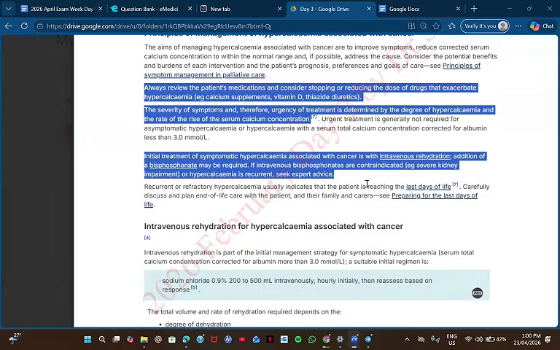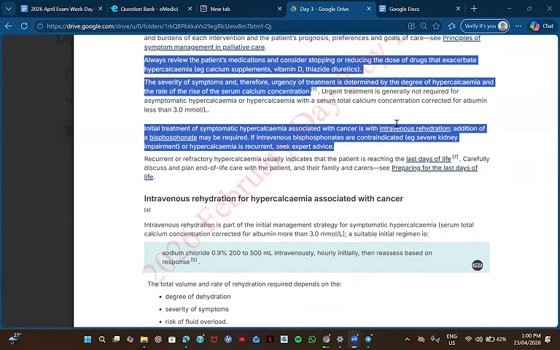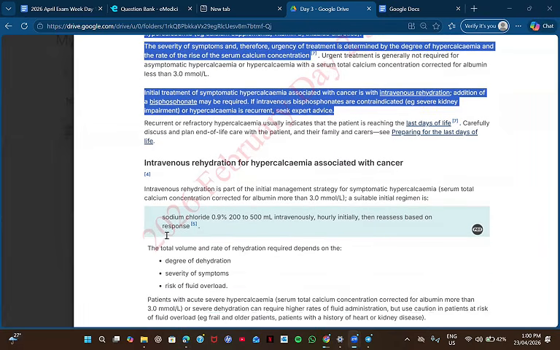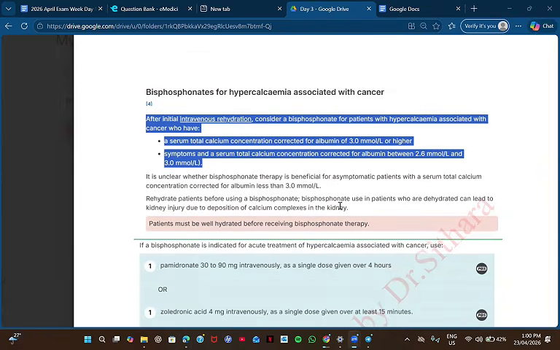How should you treat this? Initial symptomatic hypercalcemia associated with cancer: initially you have to give rehydration, and additionally bisphosphonate may be required. Why? Because these patients are related with malignancy, so you need additional treatment other than intravenous rehydration. What bisphosphonate can you use? And before giving bisphosphonate, you have to consider these things.